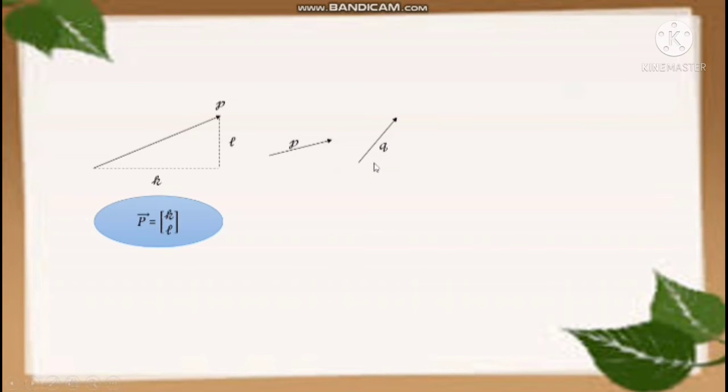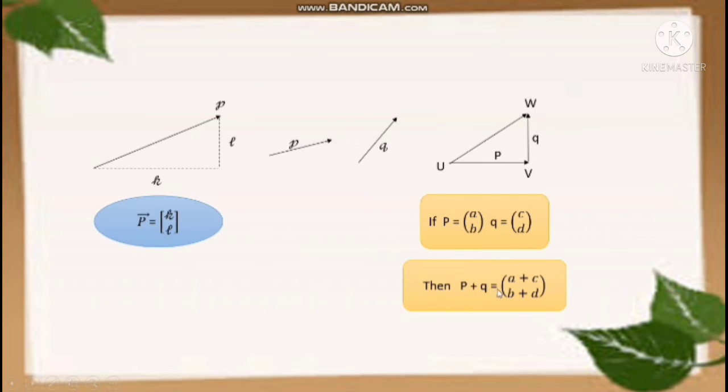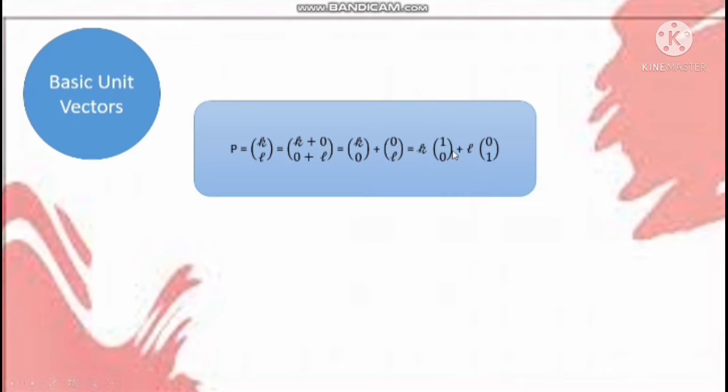To form their sum, you want to represent them as a pair of arrows by which you can trace the path of a particular point. Let's see in this picture. p is shown by an arrow from U to V, and then q is an arrow from V to W. So the sum p plus q is represented by an arrow from U to W. Then, if p equals (A, B) and q equals (C, D), then p plus q equals (A plus C, B plus D).